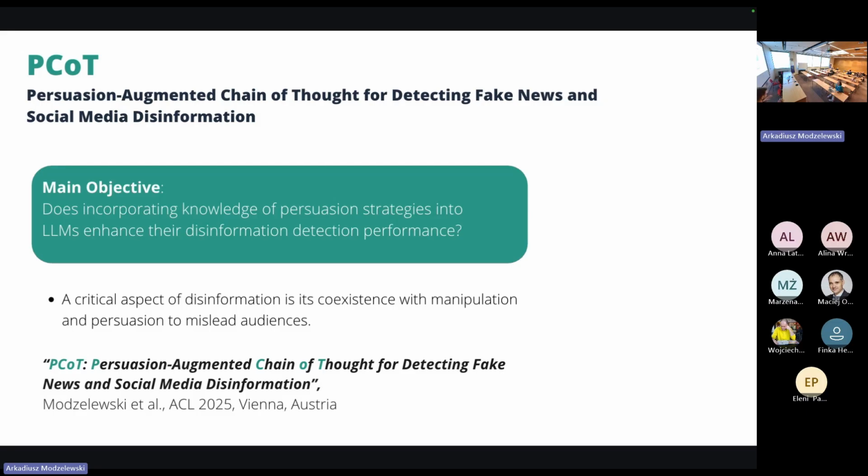And my main objective in one of my research projects was to answer the research question: does incorporating knowledge of persuasion strategies into large language models enhance their disinformation detection performance? And I've done many different experiments. We presented something which we call PCoT, which is Persuasion Augmented Chain of Thought. And this was published this year at ACL.